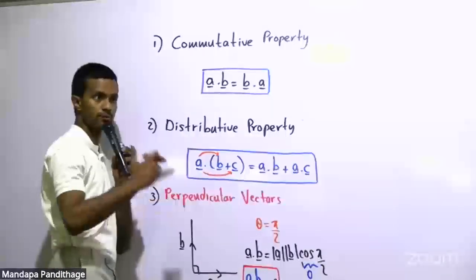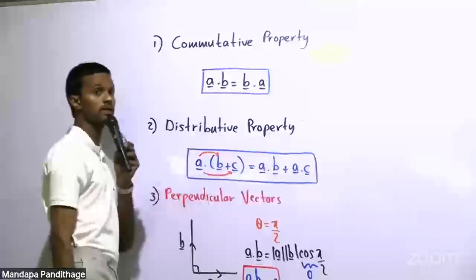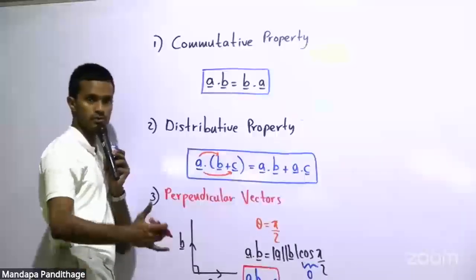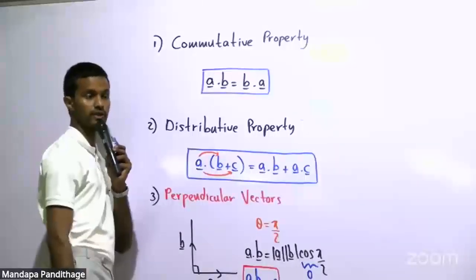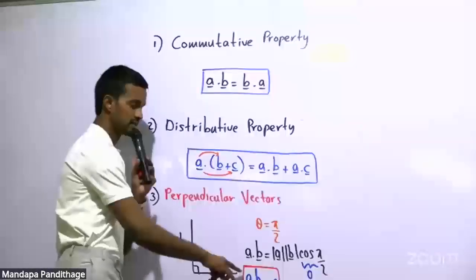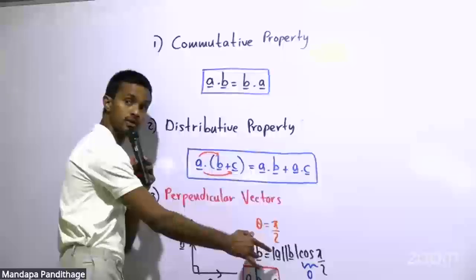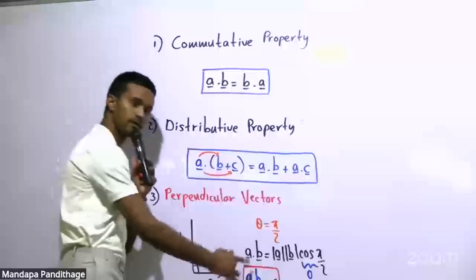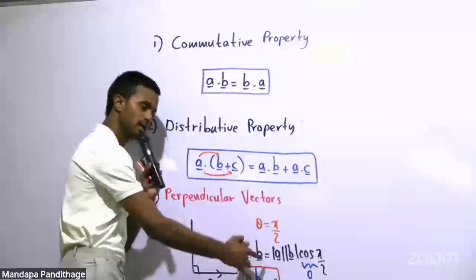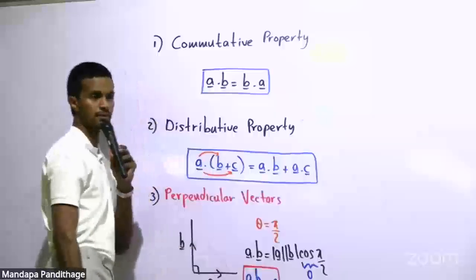So let's say you are supposed to show that two vectors are perpendicular. What can you do? You can consider the dot product between the two vectors and show that it is equal to 0. Because if the dot product between two vectors is 0, that means the two vectors are perpendicular.